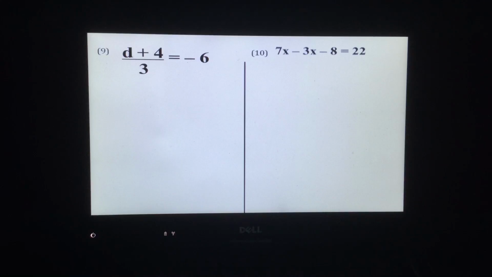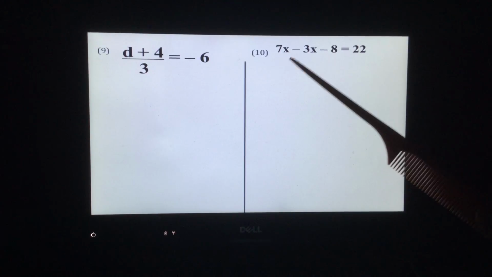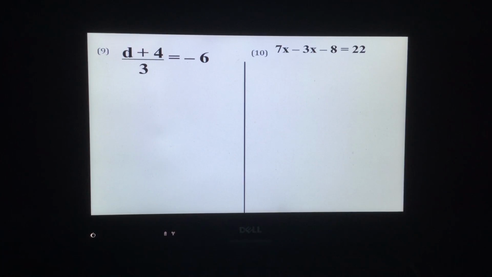Okay, so here's number 10. Now number 10 looks a little different. We got two variables in there. They're the same variable, and they're what we call like terms. So since we have x and x here, you can add those together because they are like terms. What is 7x minus 3x? That's going to get you a 4x. Everything else is going to come down just the way it is.